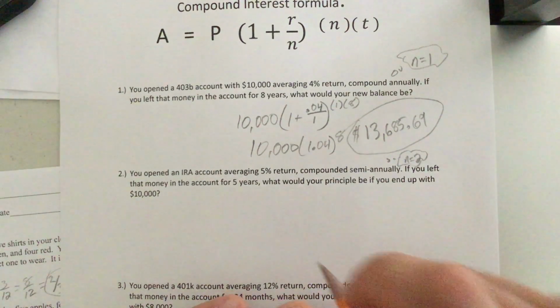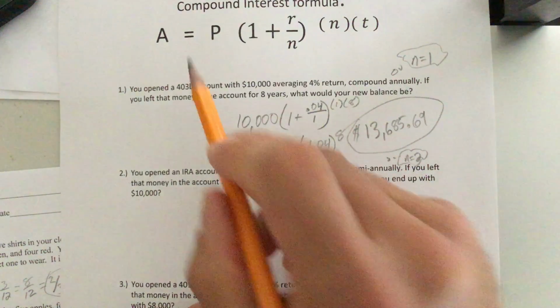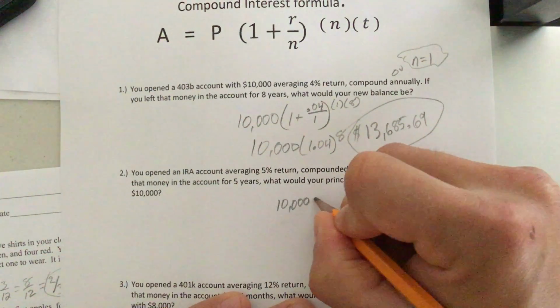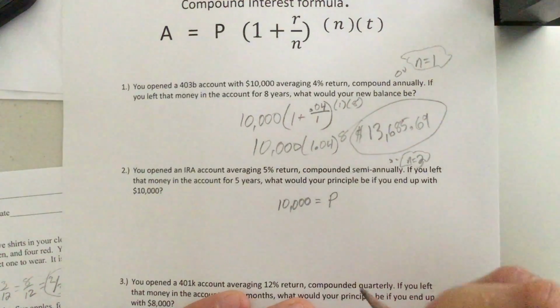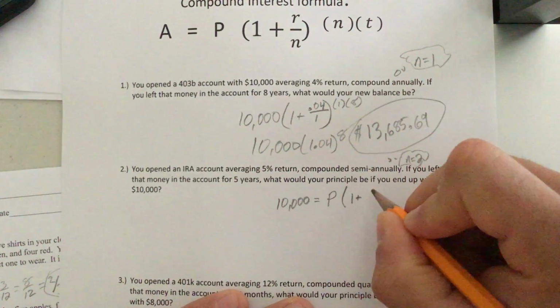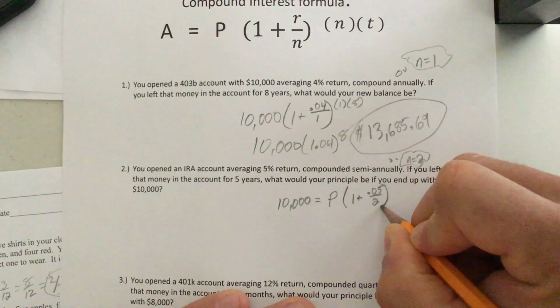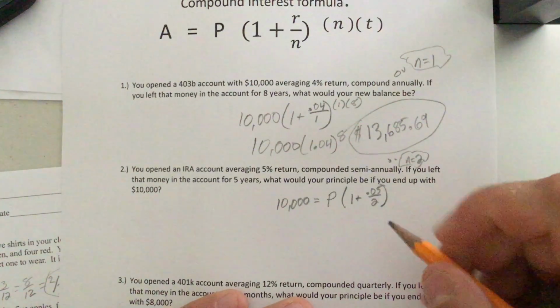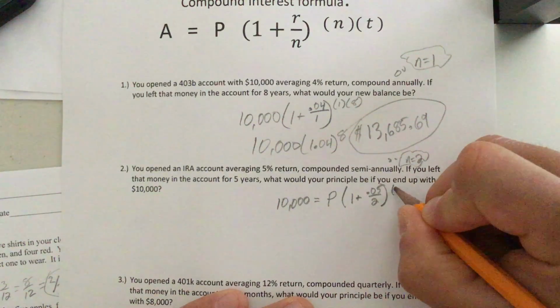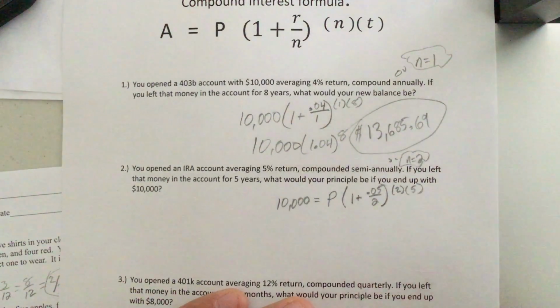So the setup here is a little different. Our account balance, our A value, is 10,000 equals our unknown principal, so I'm just going to leave that as P, times 1 plus my rate, which is 0.05, divided by 2, because that's how many times it's compounded. And then the number of times compounded, 2 times 5 years.